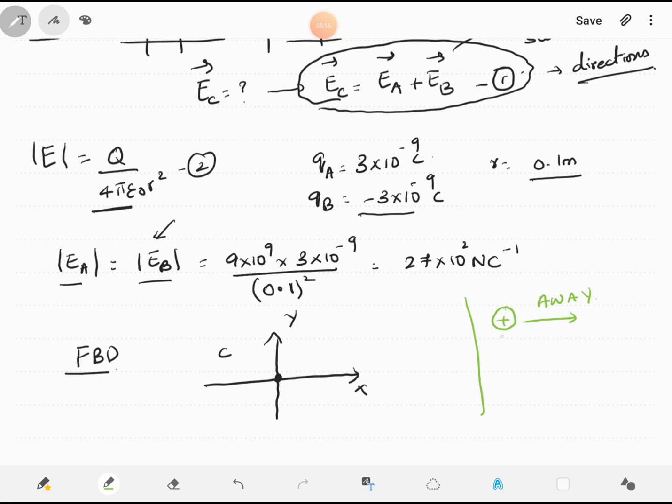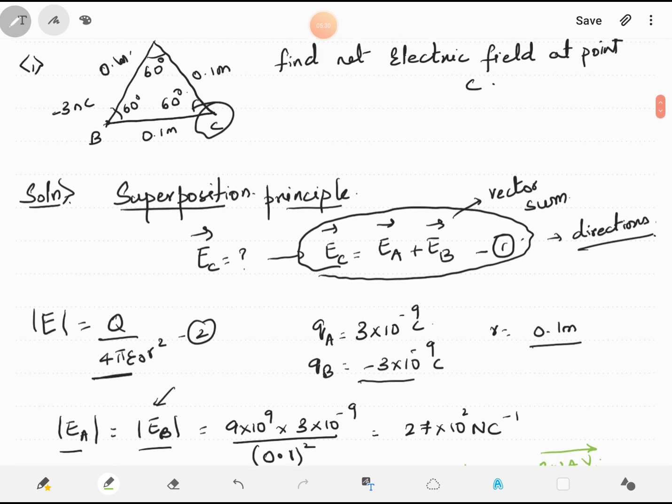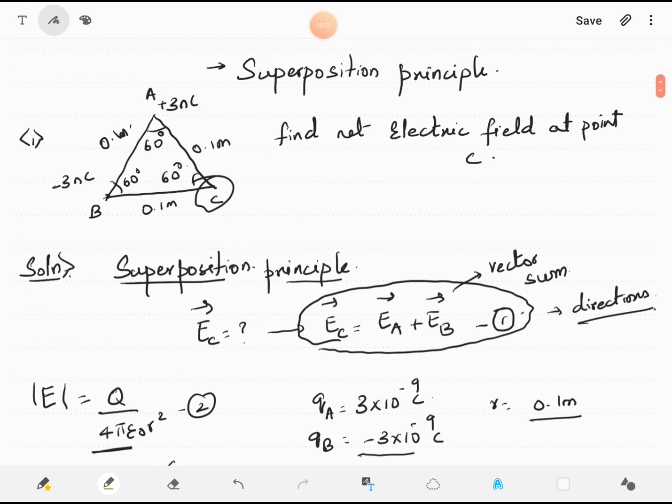Right? The electric field due to a positive charge is always away from it, while the electric field produced by a negative charge will always be towards the charge. So the electric field is towards the charge. So in the light of this, we can draw the directions of electric field due to A and B.